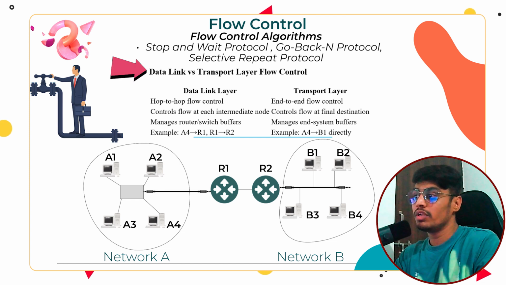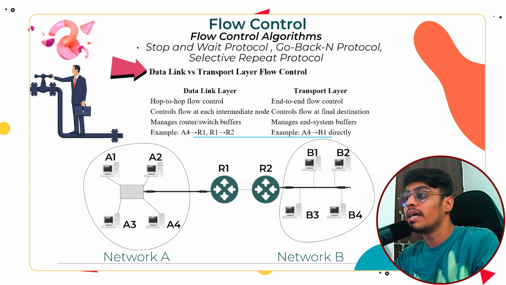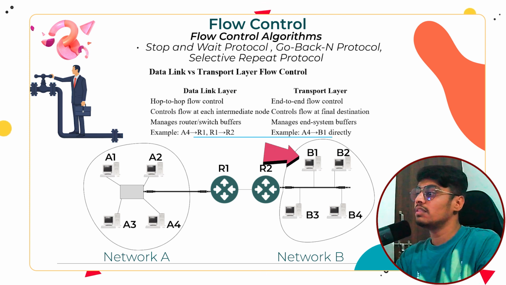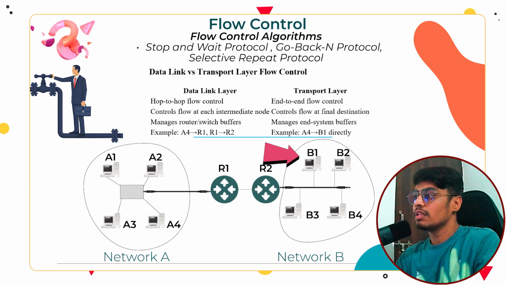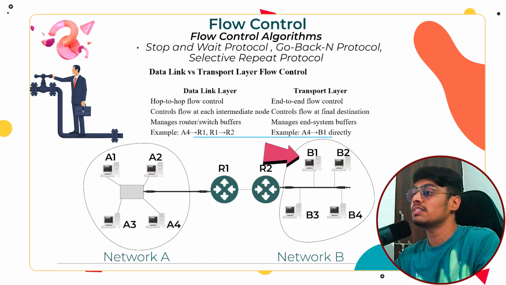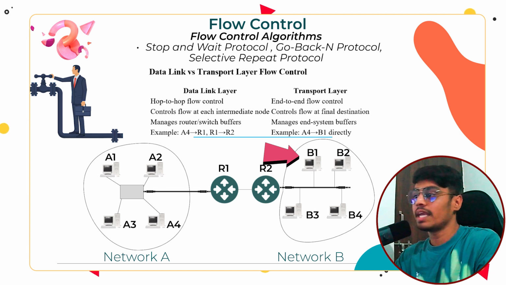Now, if you look carefully at an important point here, we will also learn flow control in the transport layer. But what is the functionality of flow control there in the transport layer? That is source to destination flow control. The transport layer will take care of the destination B1. What is the capacity of B1? From the source, when I send a message, what is the receive window size at B1? How many messages can B1 accept? What is the size of those messages? The transport layer will take care of all of that.